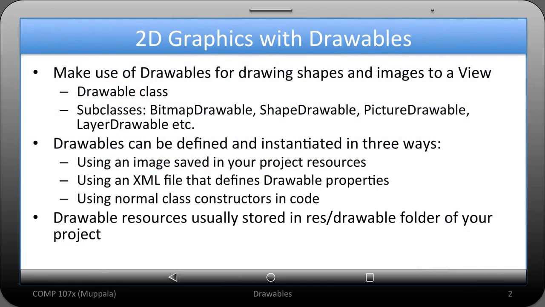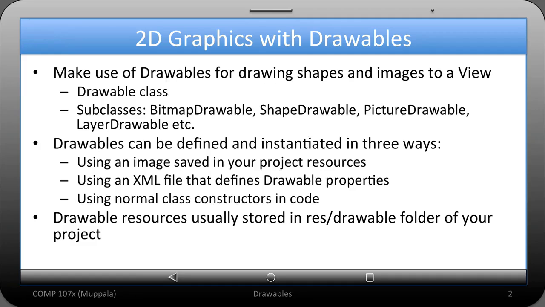In Android, we can make use of drawables for drawing shapes or images to the view. All the drawables come under the general class called the Drawables class. The Drawables class has several subclasses which include bitmap, shape, picture, drawable, and so on. In particular, we saw the use of shape drawable in the previous example.